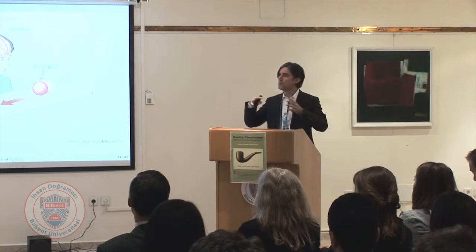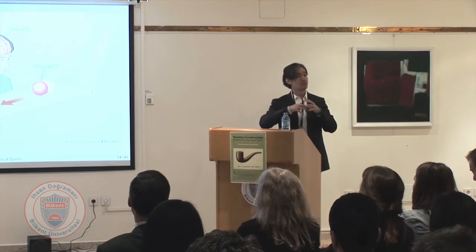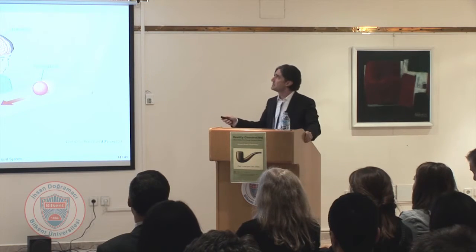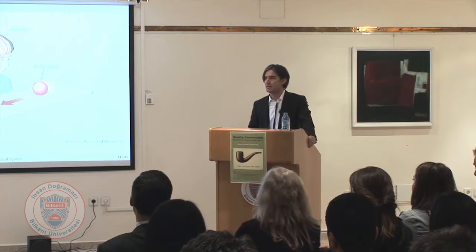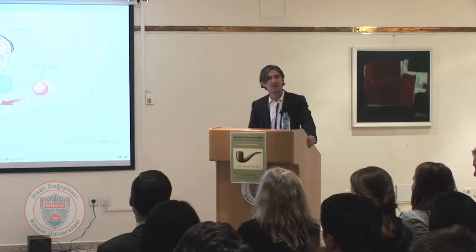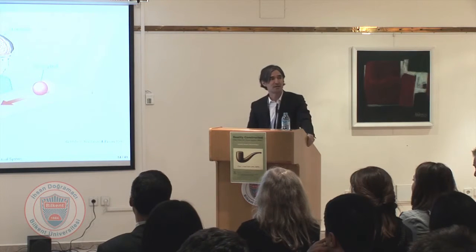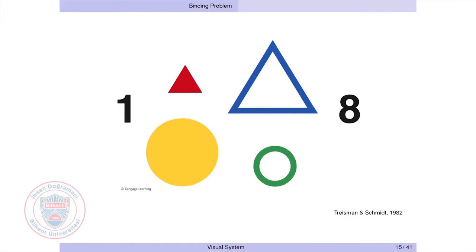So all this information processed in separate pathways should be put together again. And that is one of the big problems of visual perception today, and it's called the binding problem. We don't know how it is done. But what we know is that attention has a significant role in this. Without attention, it turns out that different features are not bound together.